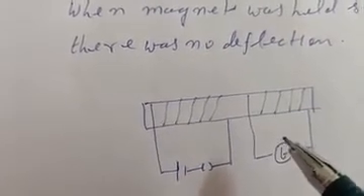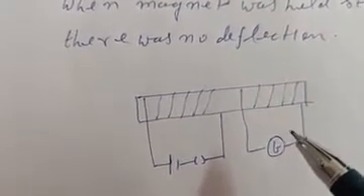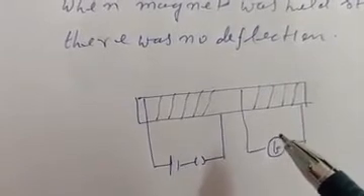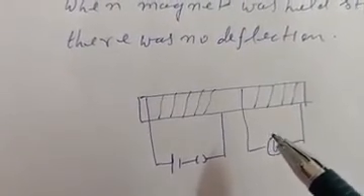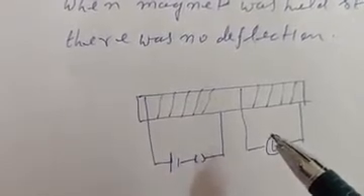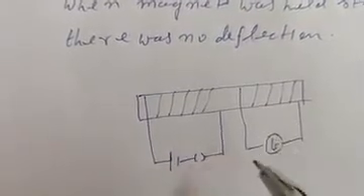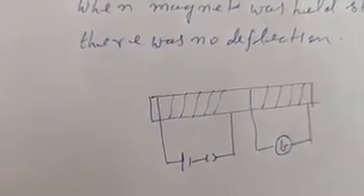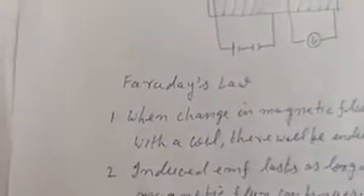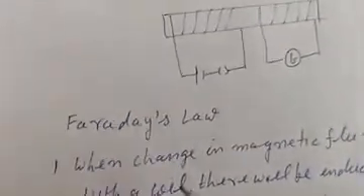Now the question is, from where are we getting this current, and is it not against the law of conservation of energy? Because current means there is some potential difference, there is some energy. Current is energy. So is it not against the law of conservation of energy? So on the basis of these observations, Faraday gave his laws.